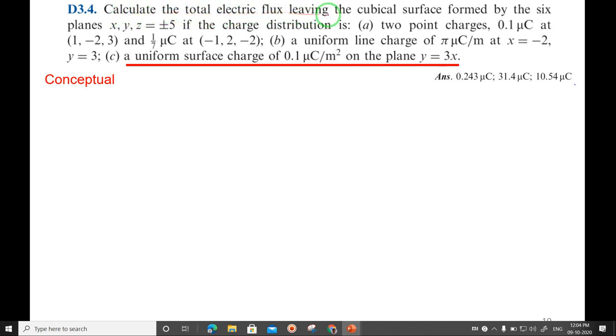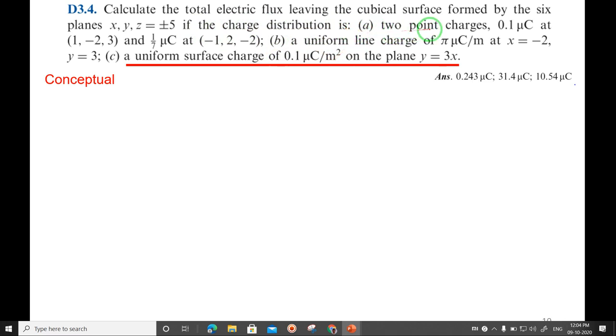Calculate the total electric flux leaving the cubical surface. Yes, the surface is cubical surface formed by 6 planes. Yes, cubical surface has 6 planes, and the limits put on the xyz, they are varying from plus 5 to minus 5, or plus or minus 5. And the charge distribution, there are three parts, part A, part B, part C. We will take up one by one.